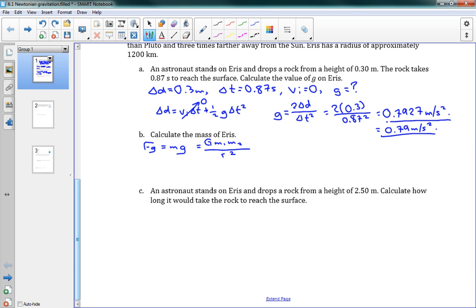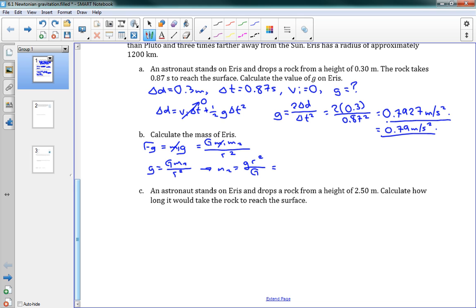Now notice on the left here, mg, maybe I'm just going to call this m1 g, where m1 is going to be the mass of our object, and m2 is the mass of Eris in this case. Okay, so I want to solve for m2. You'll notice that m1 and m1 cancel out, and I'm ending up with a statement that looks like this. g is equal to G m2 over r squared. And if I rearrange, this gives me m2 is equal to g r squared over big G.